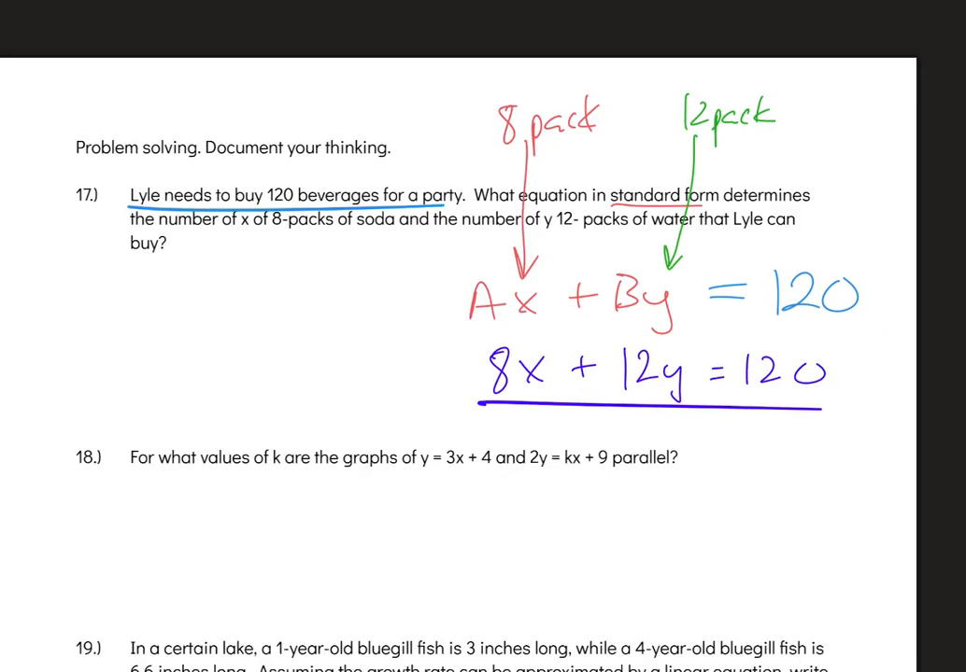And you might think that you need to solve it, but I read this question a few times, and all it says is what equation in standard form determines the number. So let's call it good right there.